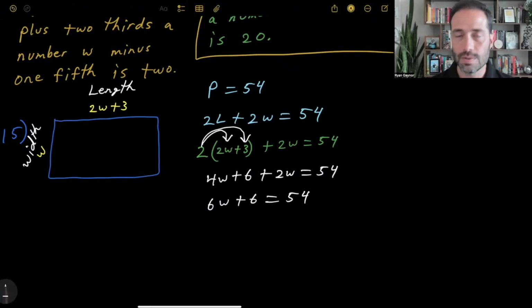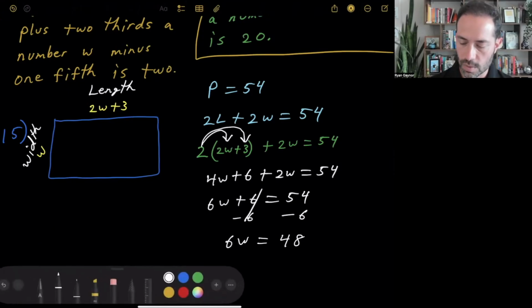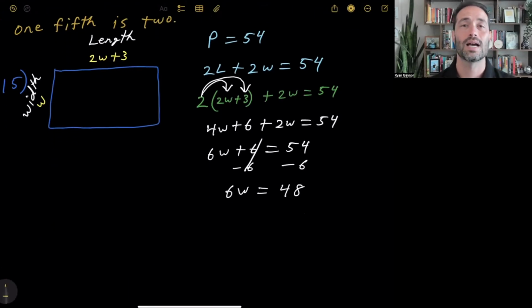So we have to do the opposite of what's happening to the variable, right? It's being added by 6, so we're going to subtract 6 on both sides. That cancels. We get 6W equals 48. And now, once again, we have to do the opposite of what's happening. It says 6 times W. So I'm going to divide by 6 on both sides. That cancels out. W equals 8.